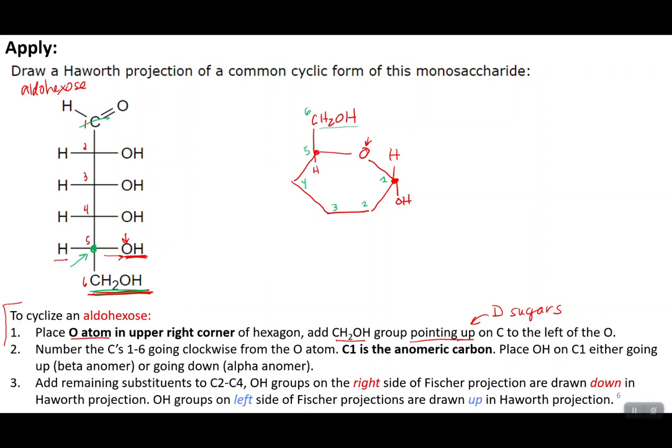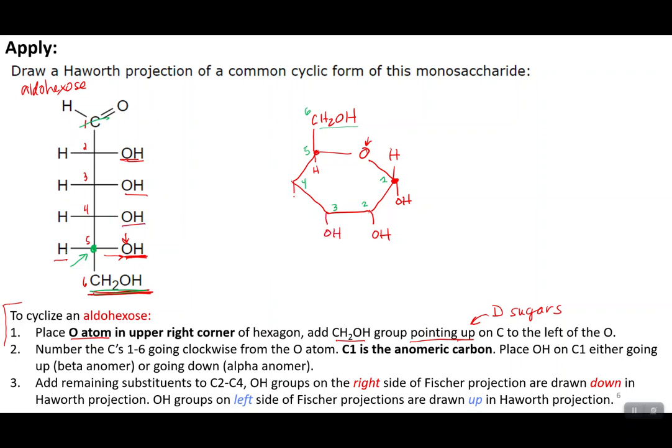Okay, so now I need to think about whether my OH groups are on the right-hand side of the Fischer structure or the left. If they are on the right-hand side of my structure, I will draw them pointing down on my ring. So that means at carbon 2, this is to the right, so I'm going to point this down. And I'm just going to do all of the OH groups first, and then I will just draw in the hydrogens to satisfy the octet rule. So on carbon 2, I have an OH group on the right-hand side, so I'm drawing it down. On carbon 3, it is also pointing down since it's on the right-hand side. And on carbon 4, it will also point down.